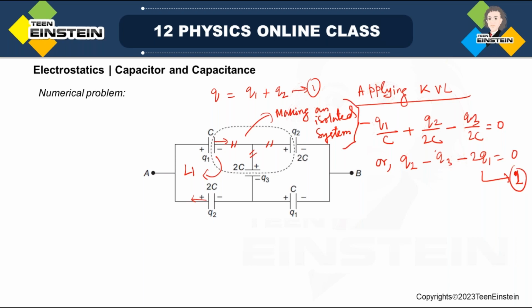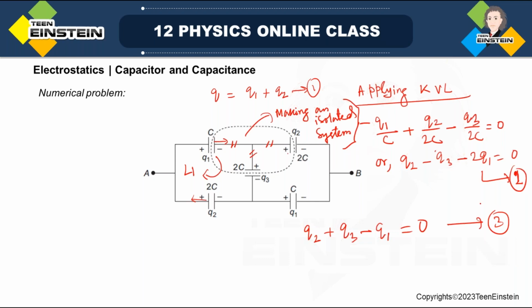So if they are making an isolated system, then I can say from this concept that Q2 plus Q3 minus Q1 is equal to 0. Because this plate has minus Q1, this has plus Q3, this has plus Q2. So the total charge for an isolated system will be 0. So that is what we had done here.